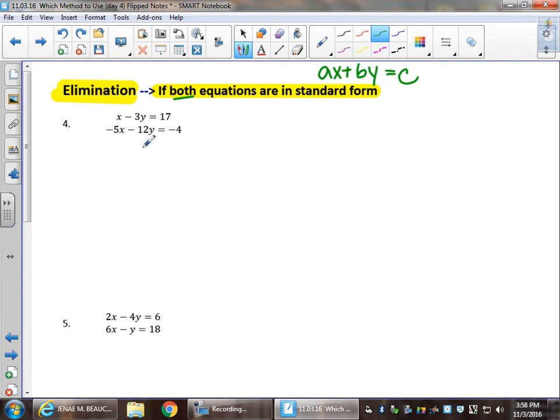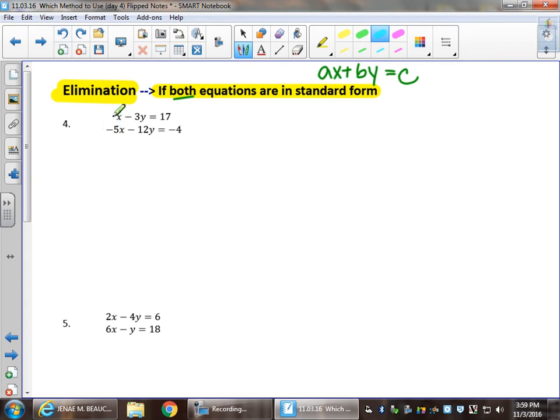There's nothing wrong with that. But if I look over here at my x values, notice how one of these is already positive and one of these is negative. That's kind of nice because now I just have to worry about getting the numbers to match, not the signs.